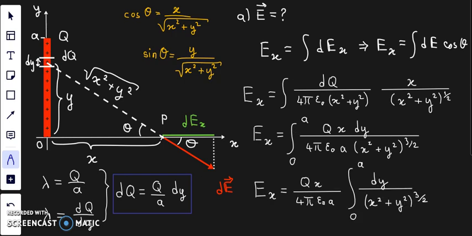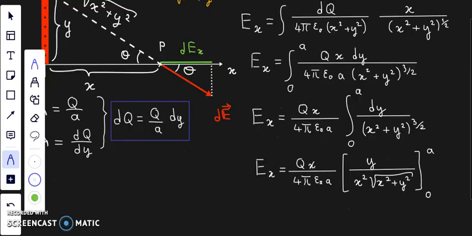Now, this integral is not a straightforward one, and we can't do a u substitution. So we just look it up from an integral table. Here's what the integral table tells us. The result of this integration is y divided by x squared times square root of x squared plus y squared.